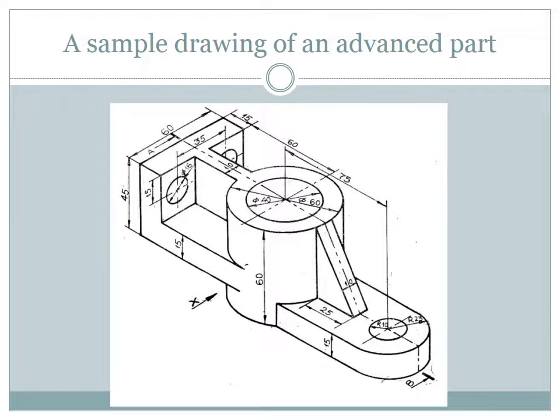Here's a sample drawing of an advanced part. By now, this shouldn't be too scary. If I were modeling this, I'd start with the cylinder in the middle. How would you model it?